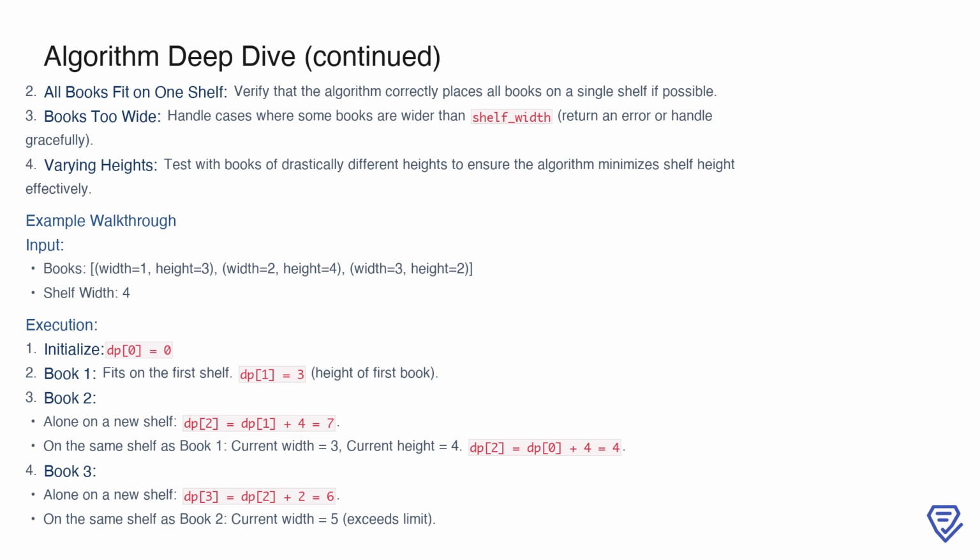If placed on a new shelf, the total height becomes dp[2] equals dp[1] plus 4 equals 7. However, if placed on the same shelf as the first book, the current width becomes 3, and the current height is updated to 4. The total height in this case is dp[2] equals dp[0] plus 4 equals 4, which is better. Thus, dp[2] equals 4.